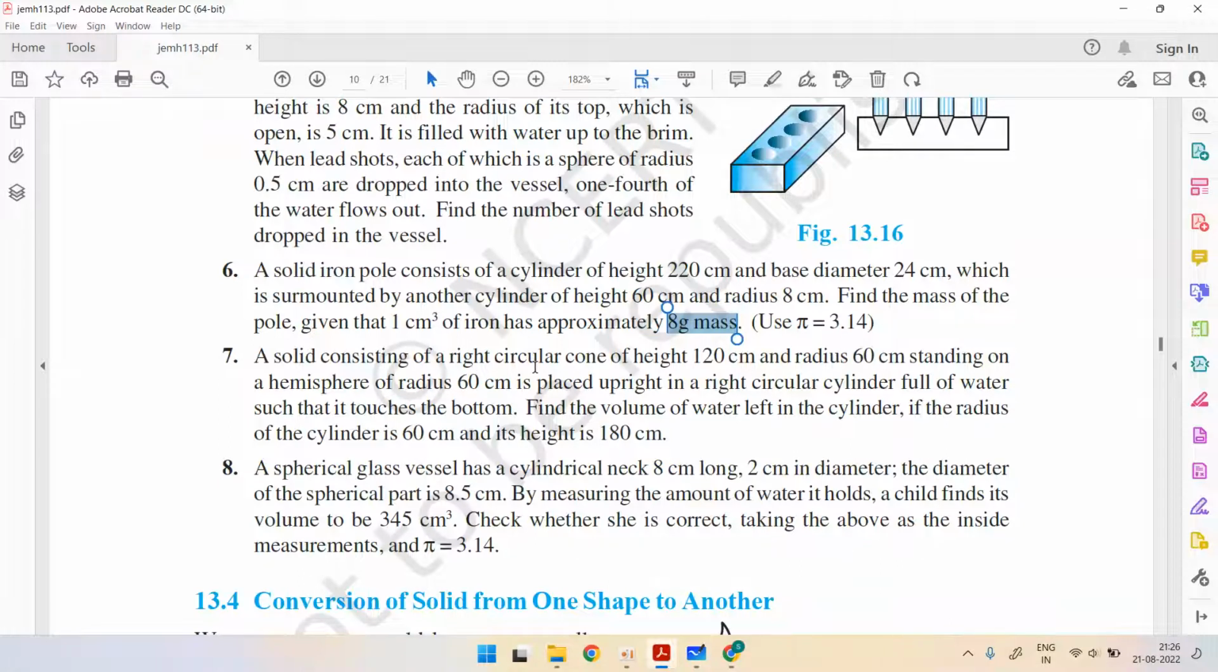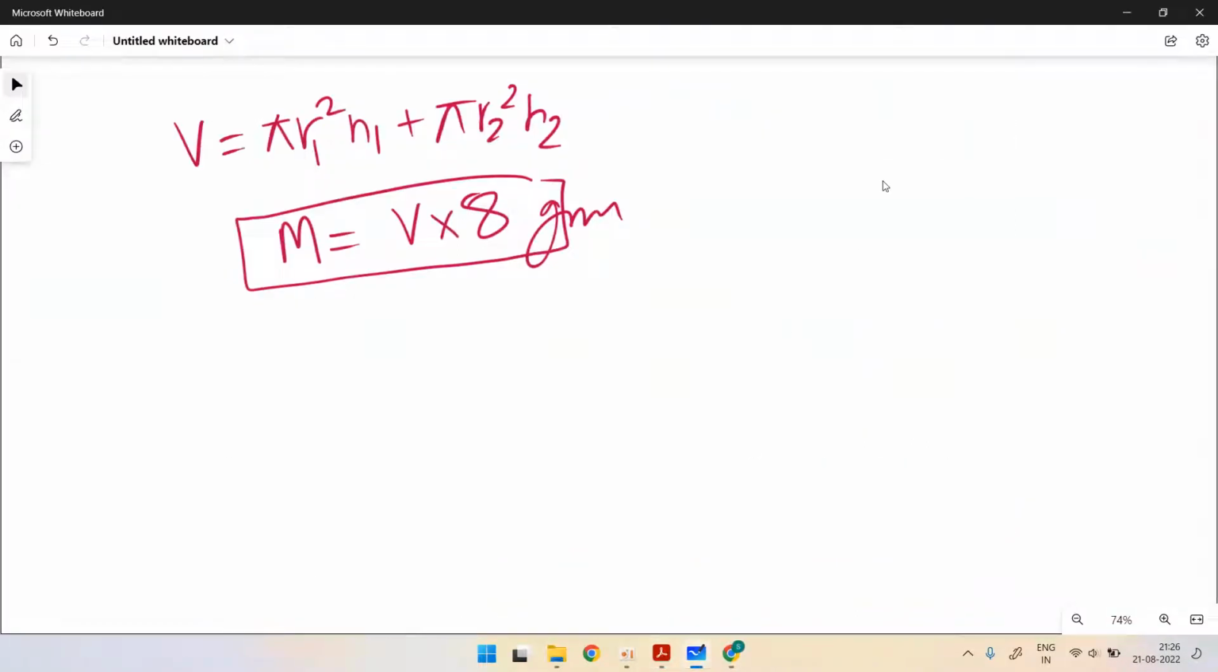A solid consisting of a right circular cone of height 120 cm and given radius standing on a hemisphere. The cone is standing on a hemisphere, placed upright in a right circular cylinder full of water, such that it touches the bottom. Find the volume of water left in the cylinder, if the radius of the cylinder is the same. The same thing happens here. Same type of questions, same type of answers.